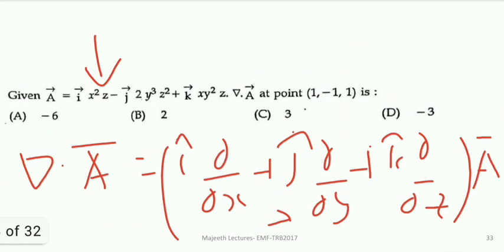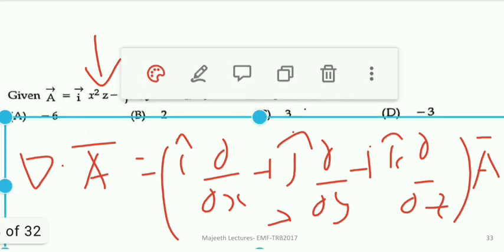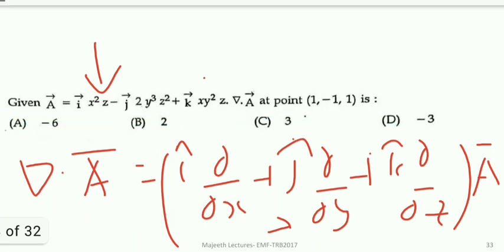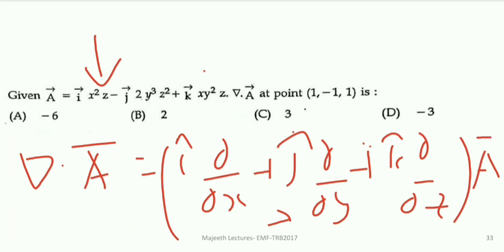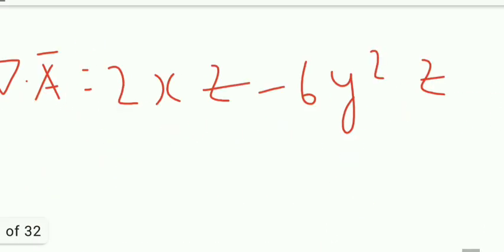Next, the third one, k dot k is 1. So the third one I have to differentiate with respect to z. So xy squared z, differentiation with respect to z will give x squared y plus x squared y.